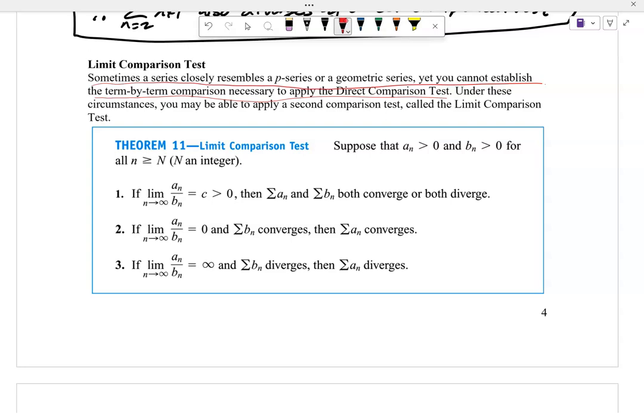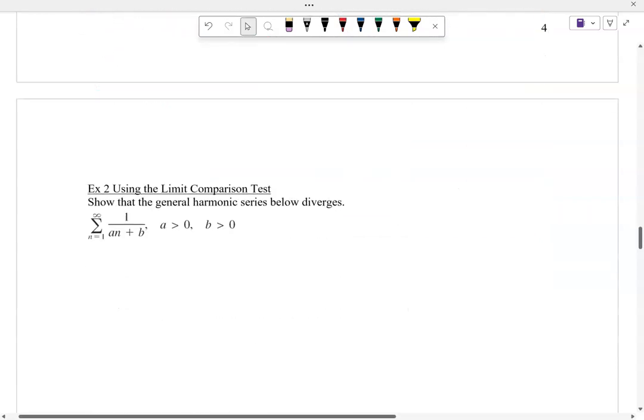And so what you do is you take the original an and you divide it by bn. Then if it gives you a value that's positive, then if the one you compared it with converges, the original converges. If the one you compared it with diverges, then the original diverges, and so on. If it equals 0, and the one you compared it with converges, then you can conclude the original converges. And if it shoots to infinity, and the one you compared it with diverges, then they both diverge. Okay, so let's run that.